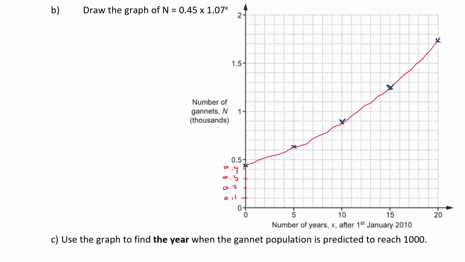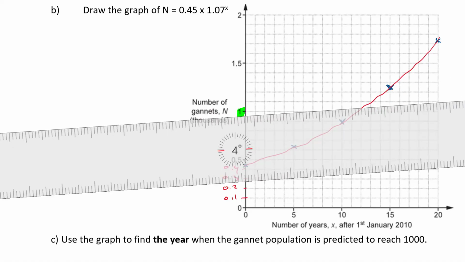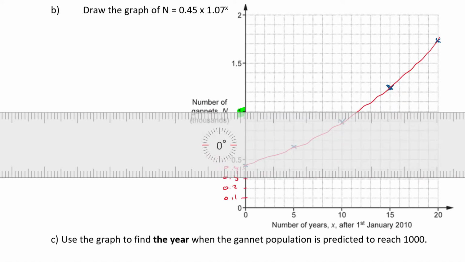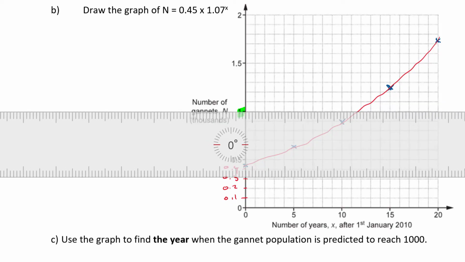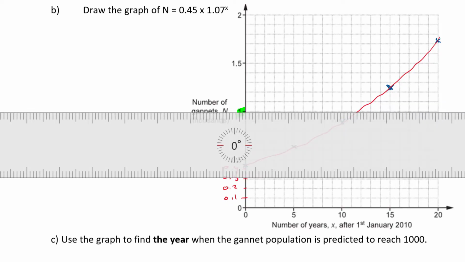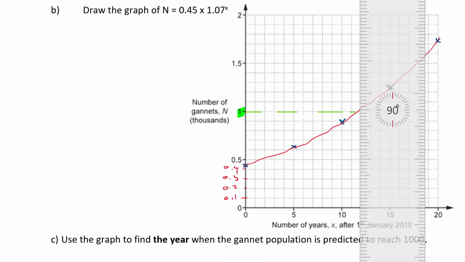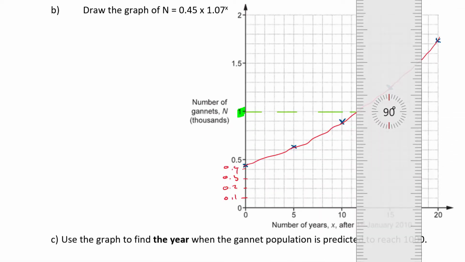Okay, and then finally it says use your graph to find the year when the gannet population is predicted to reach 1,000. Okay, so this scale is in thousands, isn't it? So 1,000 is going to be here. If I can then get my ruler out and read across from 1,000 until I hit my line. When you hit the line, change direction and read downwards.